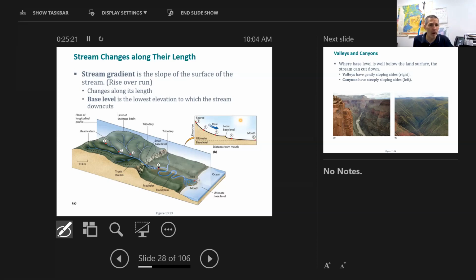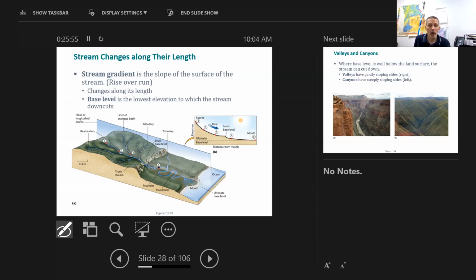Now, when I was doing my grad work, I looked at some of the big rivers like the Mississippi River and the Ohio River. I was in Illinois. And the gradient of these rivers is something like a couple of inches per mile. So it's relatively flat. And so these rivers are constantly moving down for long periods of time. And eventually these rivers are going to wash into the ocean. And so the ocean is the lowest elevation to which a river can cut down, the ultimate base level.